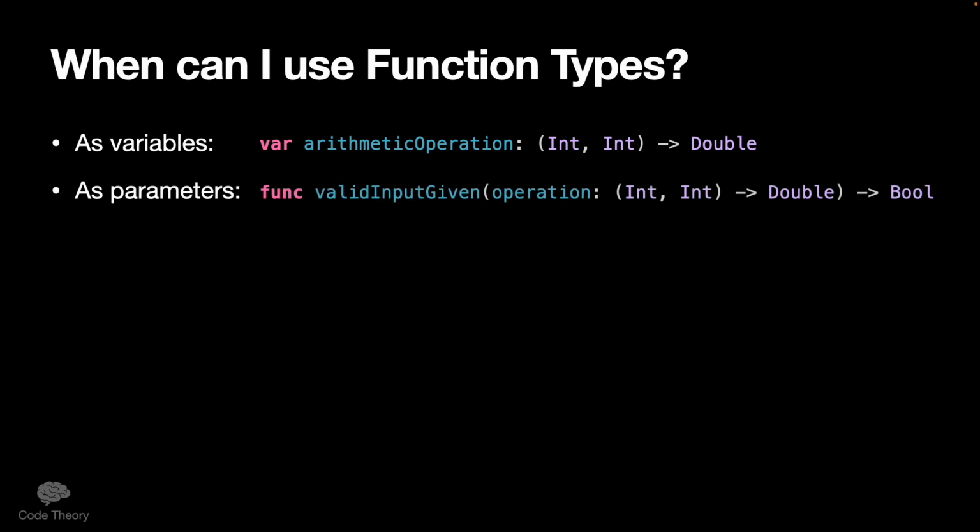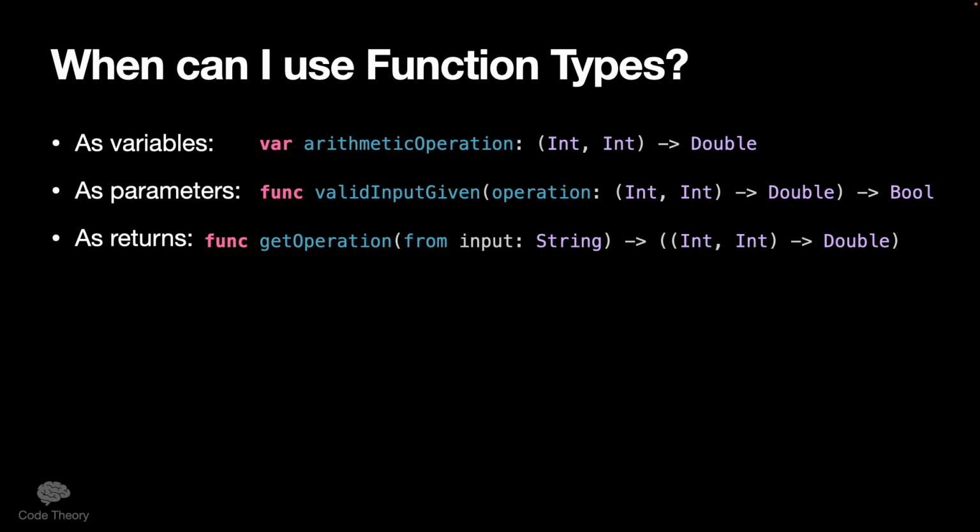You can also use it as parameters in other functions. I heard you liked having functions in your functions, so we gave you more functions to put in your functions. Something like that. So, again, you can pretty much use these just like you would any other type anywhere. So, for a parameter, here, valid input given function takes in an operation parameter, and that parameter needs to be a function that has the type, takes two ints, gives one double.